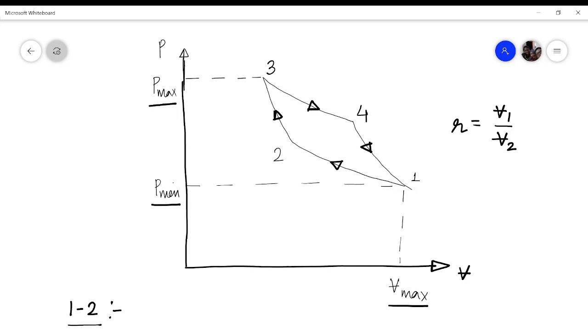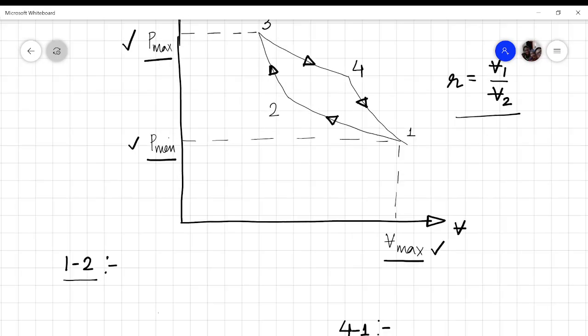The graph in front of you is the plot of a Carnot cycle, in which four processes are there. 1 to 2 and 3 to 4 are reversible isothermal, whereas 2 to 3 and 4 to 1 are reversible adiabatic processes. I am given the maximum volume, minimum pressure and maximum pressure. Along with that, the compression ratio, which is V1 by V2, is given to me.